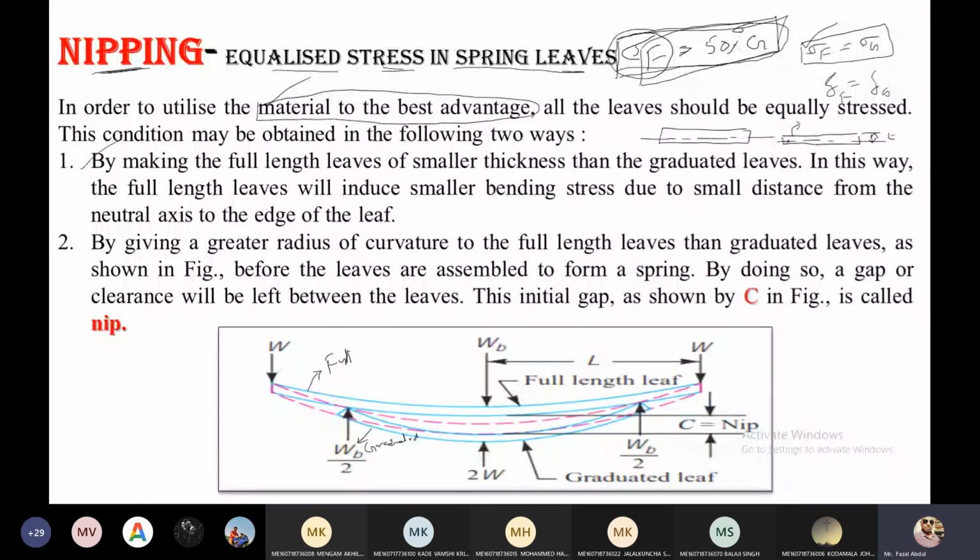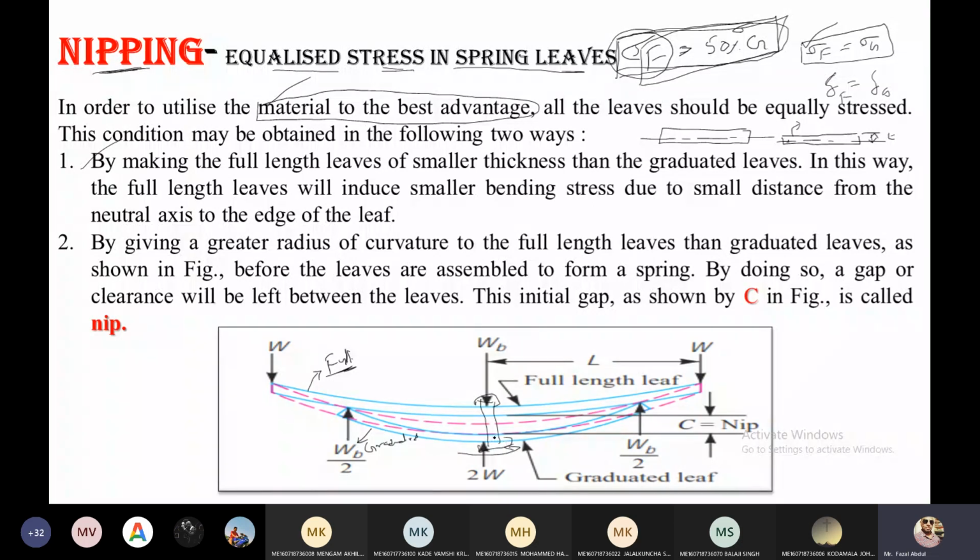Another way is by giving a greater radius of curvature to the full length leaf. See here, this is the full length leaf. If we give it a greater radius of curvature than the graduated leaf, we can overcome it. This greater radius of curvature has to be given before assembling. Now we have to assemble. While assembling, all the springs are kept together and one main bolt is inserted here. We tighten it by giving some torque.